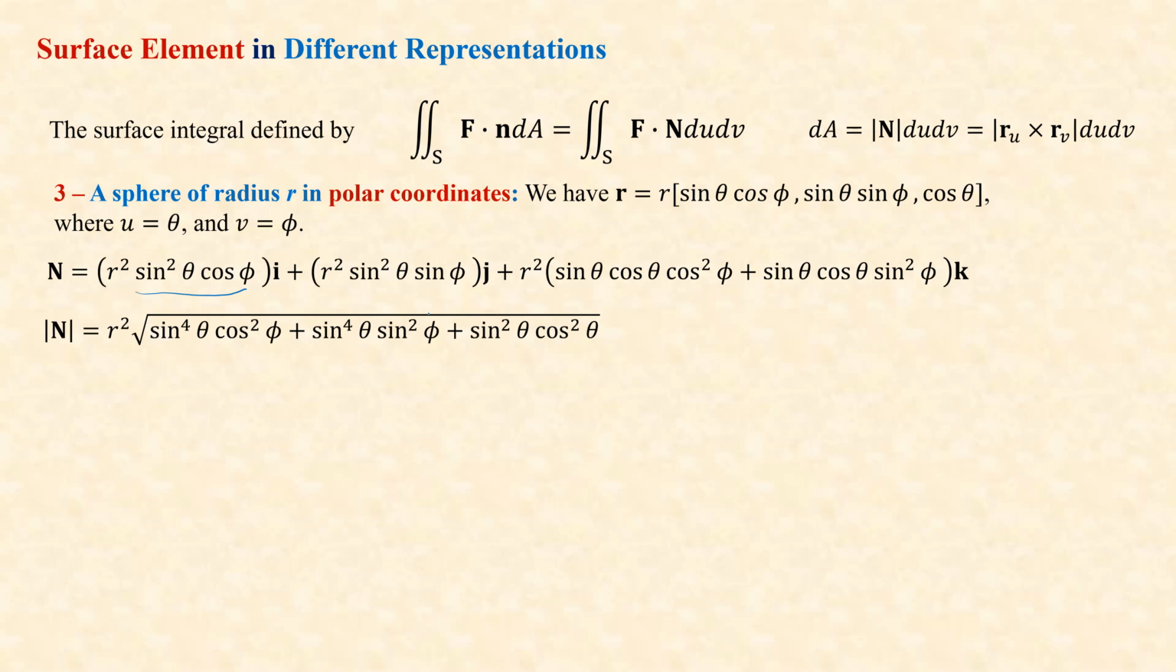you see, square of this, square of that, square of that, added together under a square root. So again, as we did before, sine to the fourth can be factored, and then sine squared can be factored again. It becomes r squared sine theta. And then dA, which is magnitude of n times d theta d phi, becomes r squared sine theta d theta d phi. All right.